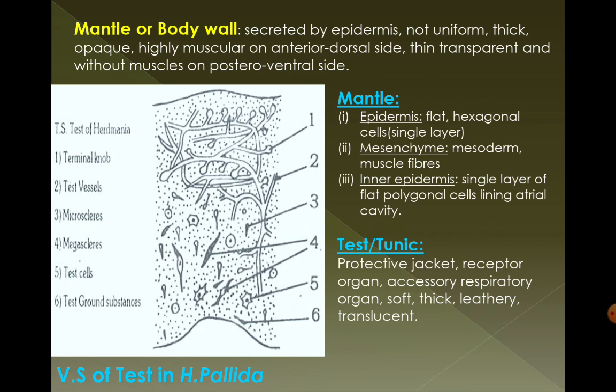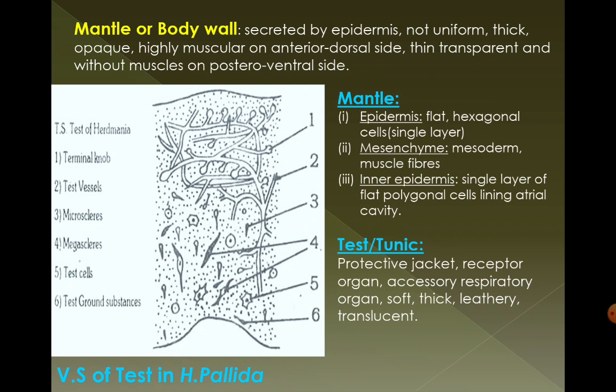Now if you look at the layers of this mantle, it is mainly made up of three layers. One is the epidermis, which in turn contains flat hexagonal cells in a single layer. Then the mesenchyme, which is mesodermal in origin and contains muscle fibers. And the inner epidermis, which contains a single layer of flat polygonal cells lining the atrial cavity.